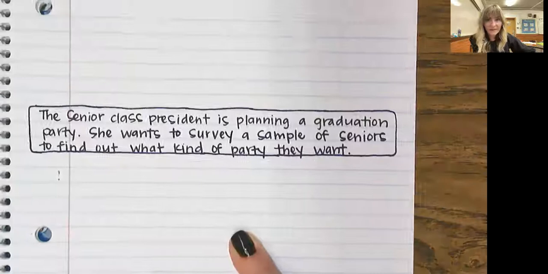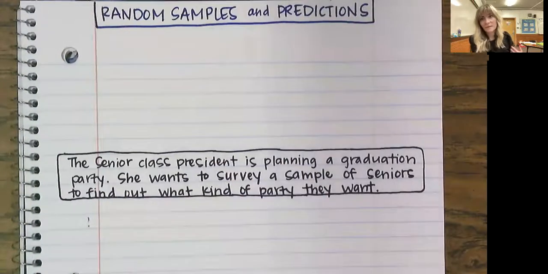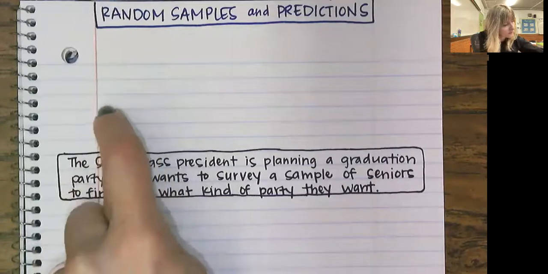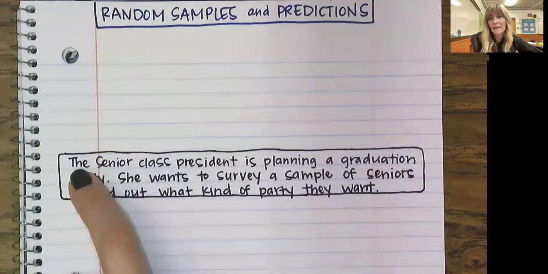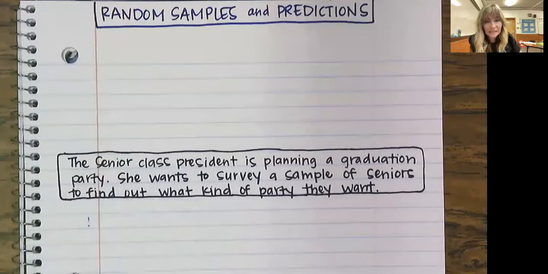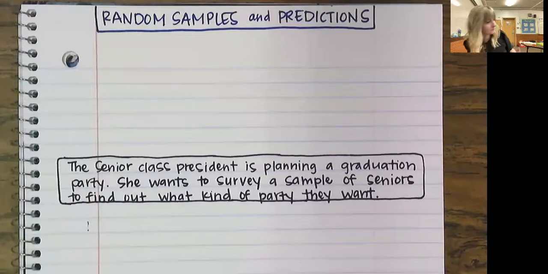Now, before you write this, make sure you count the right number of spaces, because we're going to fill in some of this other area with stuff and you want to make sure you have room. So this is 1, 2, 3, 4, 5, 6. I skipped 6 spaces and started writing this on the 7th line. So it says the senior class president is planning a graduation party. She wants to survey a sample of seniors to find out what kind of party they want. Go ahead and pause if you need more time to write that down and put a little box around it.